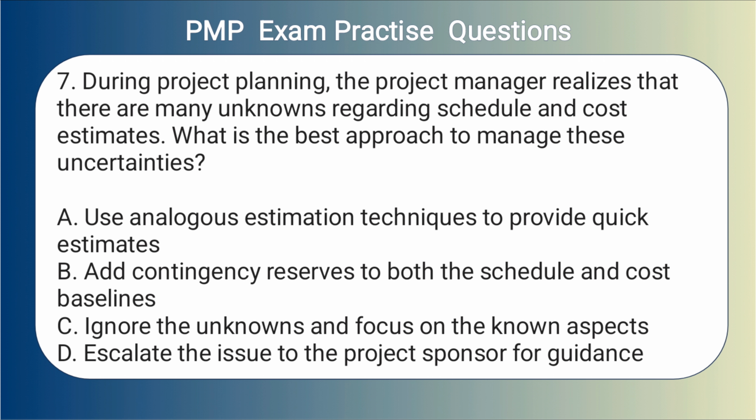7. During project planning, the project manager realizes that there are many unknowns regarding schedule and cost estimates. What is the best approach to manage these uncertainties? A. Use analogous estimation techniques to provide quick estimates. B. Add contingency reserves to both the schedule and cost baselines. C. Ignore the unknowns and focus on the known aspects. D. Escalate the issue to the project sponsor for guidance.